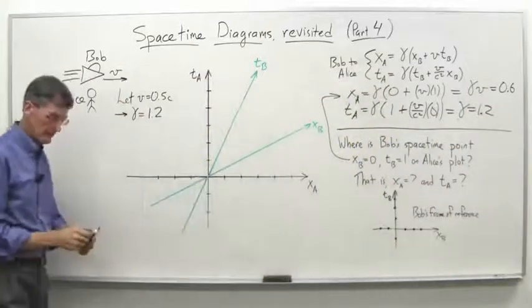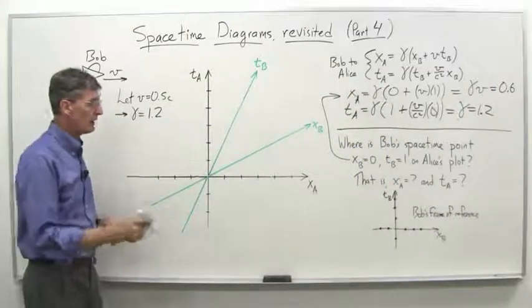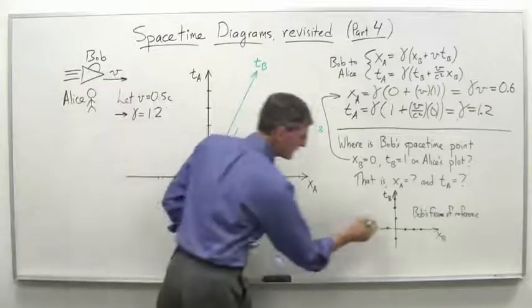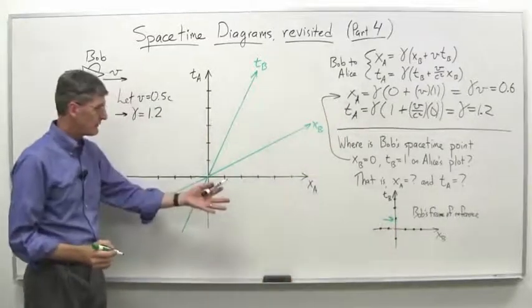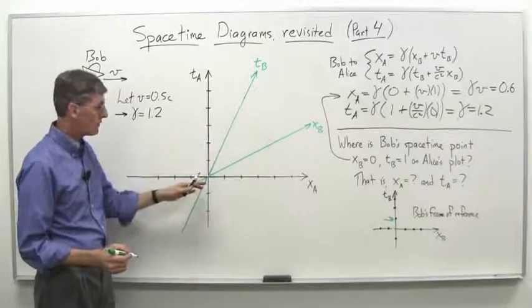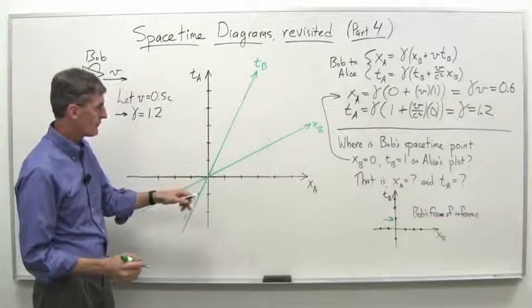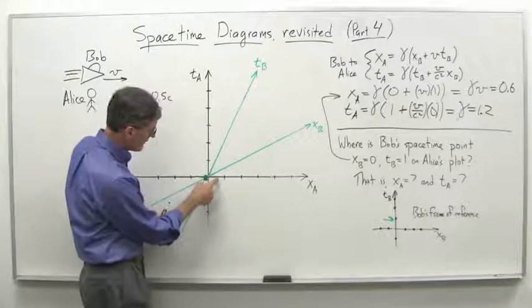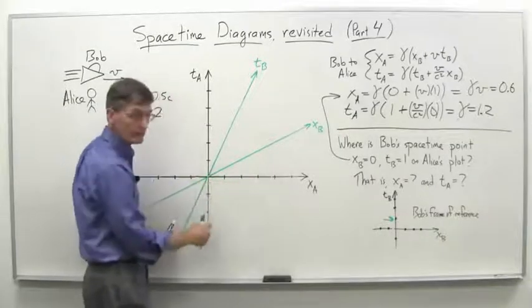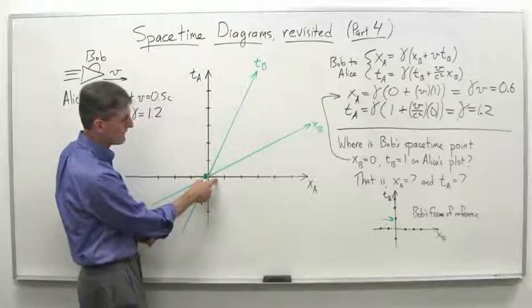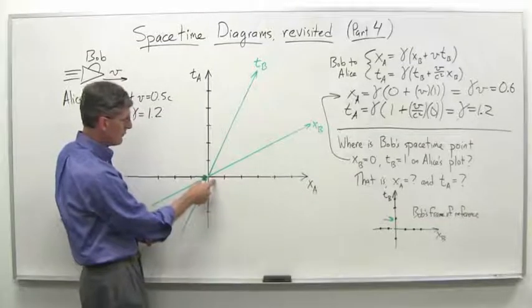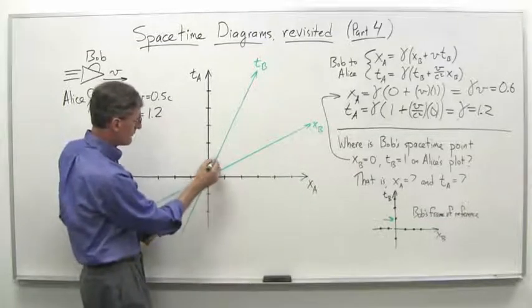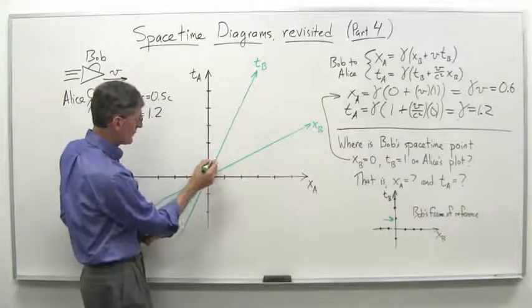Okay, so let's plot that now. So we found out that this point right here, from Bob's frame of reference, when I put it on Alice's plot, is going to appear at x sub a equals 0.6. So this is 1, 2, 3, 4. So about 0.6 is about right there. And t sub a is going to have a value of 1.2. So if we move it up here, it's about right here where it is.